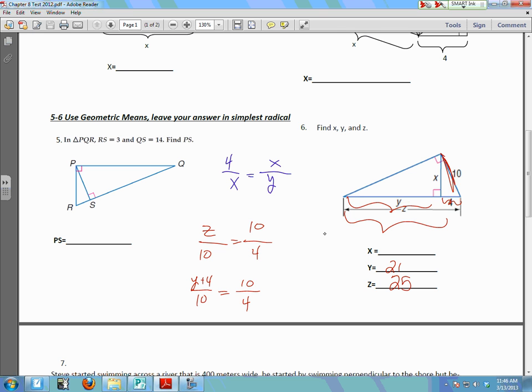Finding x then, in order to find x, I need to know what y is. Well, we just found y. It's 21. So now I'll cross multiply these. I get x squared is equal to 84. Square root both sides. X is going to be the square root of 84. You can break that 84 down to 42 and 2, and 42 goes to 2 and 21, and 21 goes to 3 and 7. The 2 and 2 are a pair, so they can come out as a pair. Then 3 and 7 don't have a pair, so they get multiplied back together, and they go back underneath the radical.